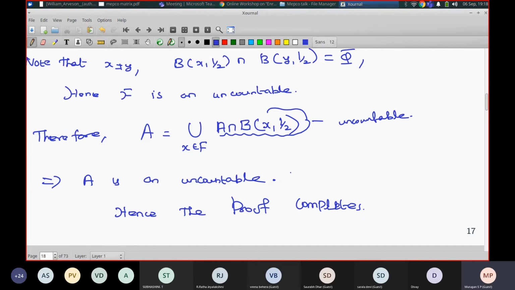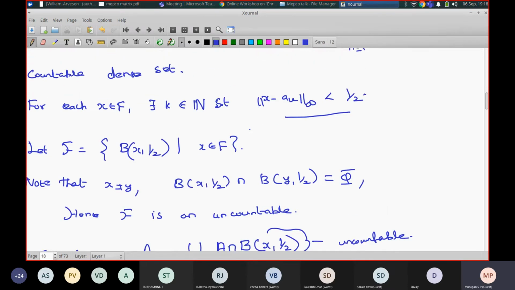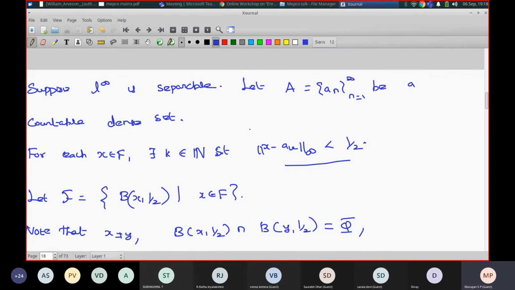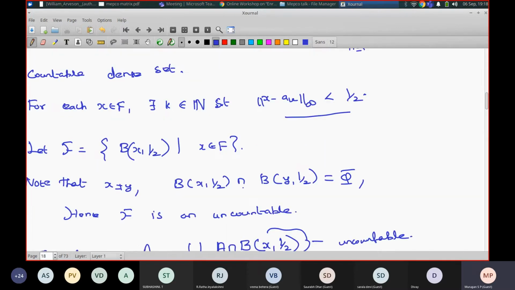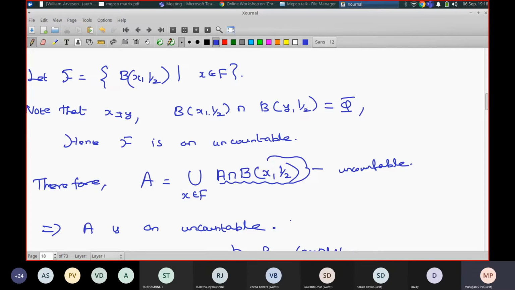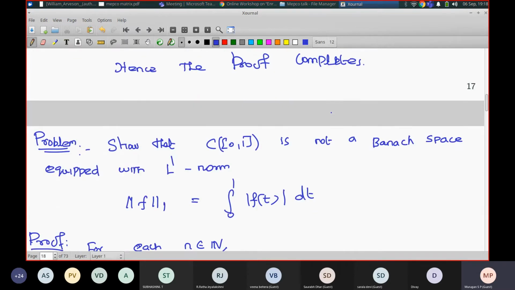If you have any doubt, you can ask. Is there any doubt? L infinity is not separable; it is a very easy argument. I am using the denseness only, and the set of sequences of zeros and ones is uncountable. This is the very important crucial point here, you have to note this. If you have doubt, you can ask.